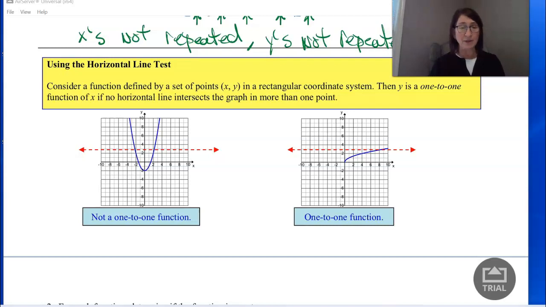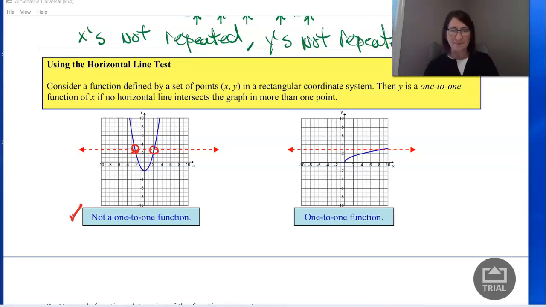So let's look at this parabola. When I look at the parabola that's in blue on the left, if I was to draw a vertical line, I could draw a vertical line anywhere in that parabola, and it's only going to intersect in one place. So that means it's a function. But when I draw that red horizontal line, I see that I am intersecting my parabola in two locations. So that means my y's are repeating. That's why it is not a one-to-one function.